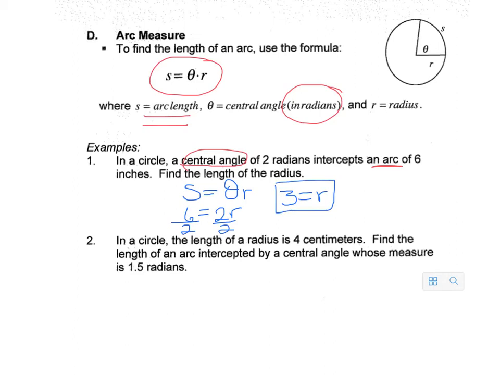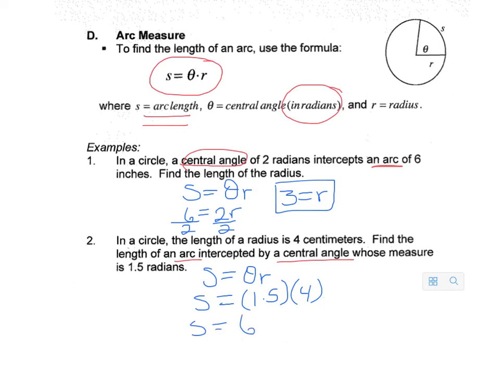Number 2. In a circle, the length of the radius is 4 centimeters. Find the length of the arc intercepted by a central angle whose measure is 1.5 radians. So we're going to use S equals theta times r. And this time we're looking for the S because they want us to find the actual arc. Theta is 1.5 and my radius is 4. So 1.5 times 4 comes out to be 6.